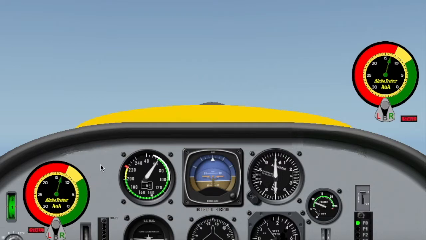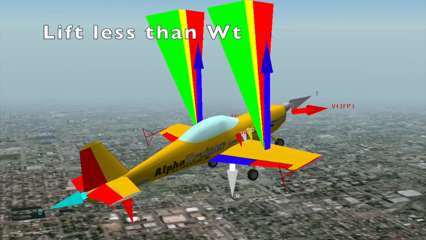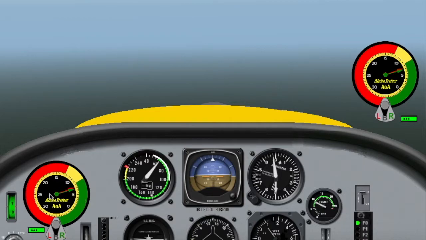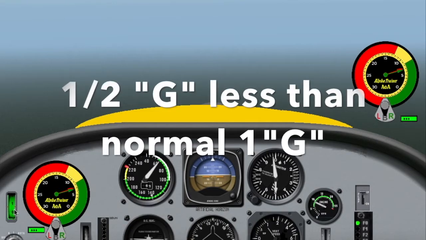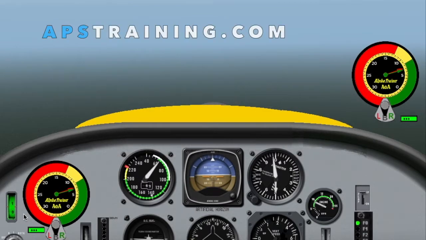Now I'll take the airplane off pause. I'm going to push the yoke forward and let's see what happens. Here we go. We came out, we're from red to green. Red, lift is less than weight. Green, we are flying again. One other thing I want you to note is our G meter, which shows you gravity. We used about a half a G. And as my friends at APS would say, push until you're light in the seat straps.